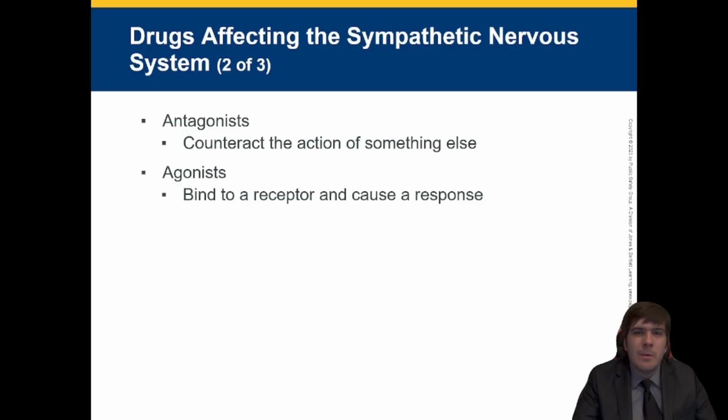Let's talk a little bit about antagonists. An antagonist is something that counteracts the action of something else, like Narcan is an antagonist for opiates. Agonists are medications that bind to a receptor and cause a response. In the same way, an opiate is an agonist because it binds to a receptor and causes a response.